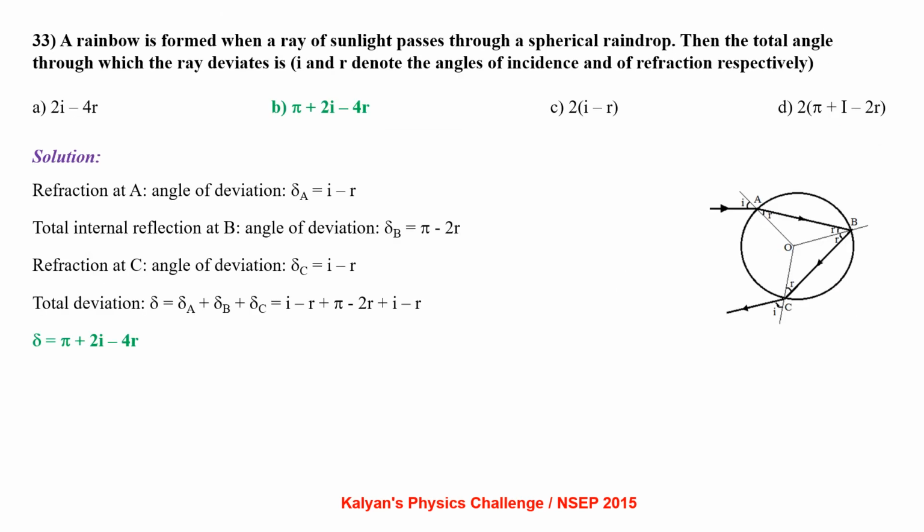A rainbow is formed when a ray of sunlight passes through a spherical raindrop. Then the total angle through which the ray deviates is? I and R denote the angles of incidence and refraction respectively.